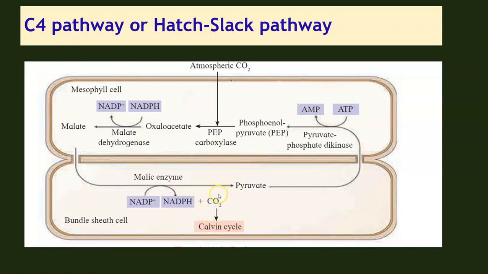Now, since the concentration of carbon dioxide increases in the bundle sheath cells, here you have the enzymes which are present for your Calvin cycle, that is the RuBP carboxylase.